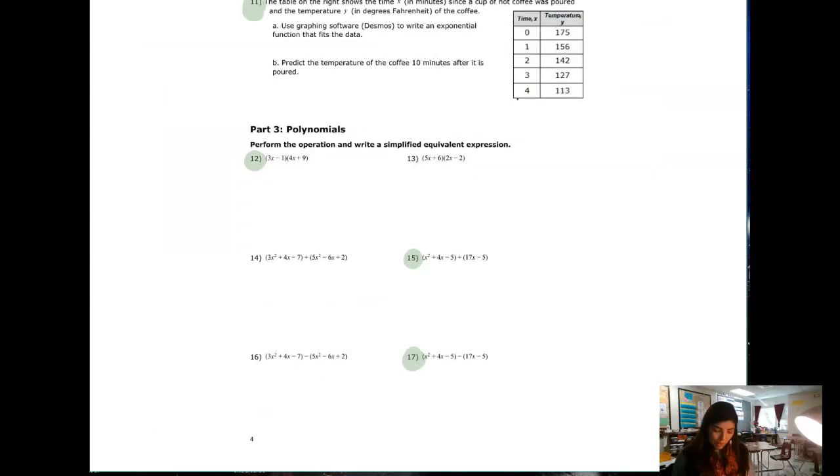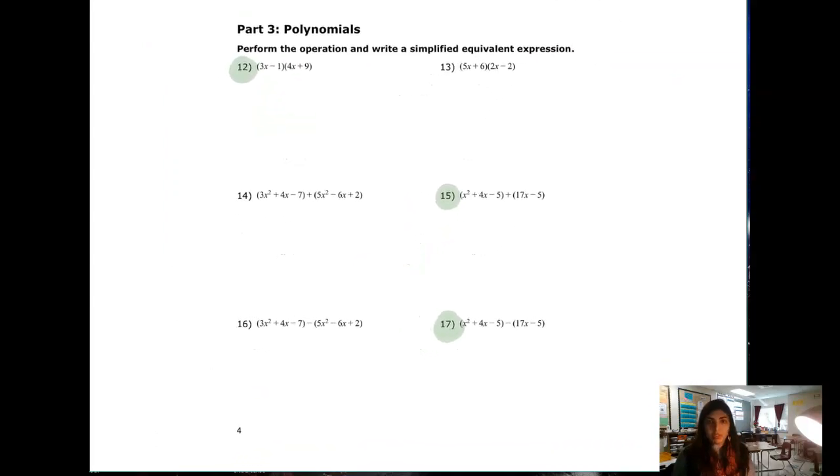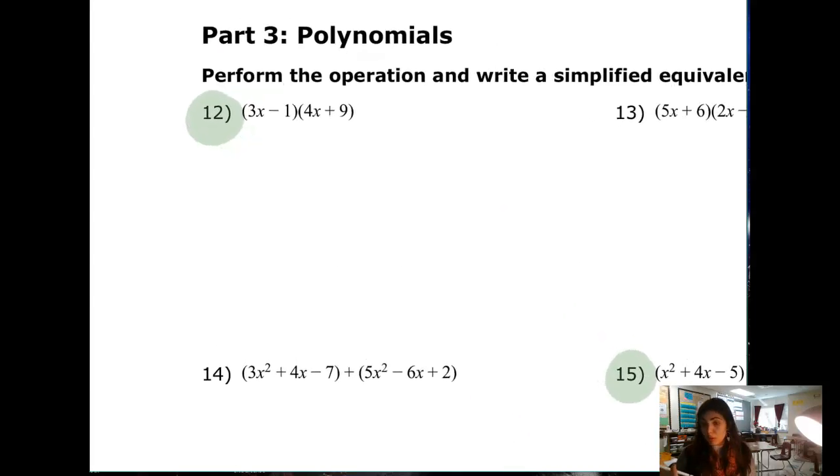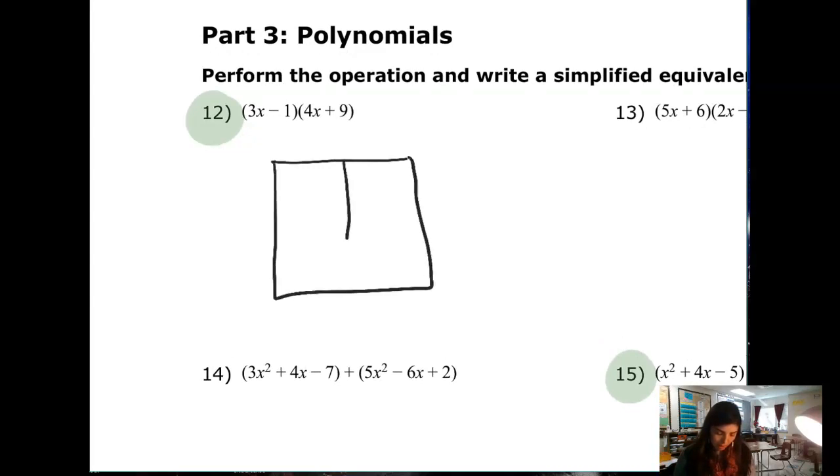On number 12, we're going to talk about polynomials. The first polynomial we're going to do here is asking you to multiply. I know it's asking you to multiply because these two parentheses are smushed next to each other. So what we're going to do is we're going to set up a Punnett square. If you like to use FOIL, go right ahead. For the Punnett square, this is a binomial times a binomial. So I'd also set up a binomial times binomial Punnett square.